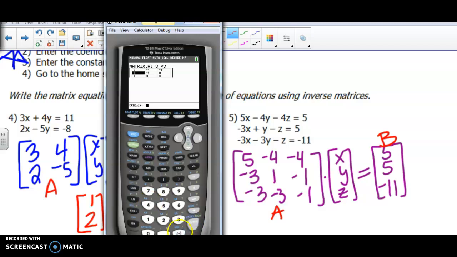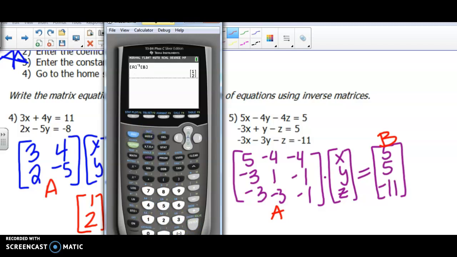We've got a negative 3, a 1, and a negative 1. And then a negative 3, a negative 3, and a negative 1. Oops, let's lock that one in. Hit enter. And then second matrix, go back over and then grab number 2. And you want this to be a 3 by 1. And this is going to be 5, 5, negative 11. Lock that in. Quit out of here.